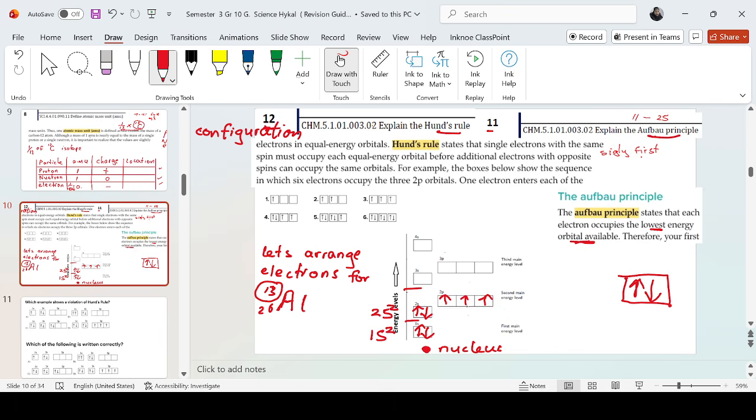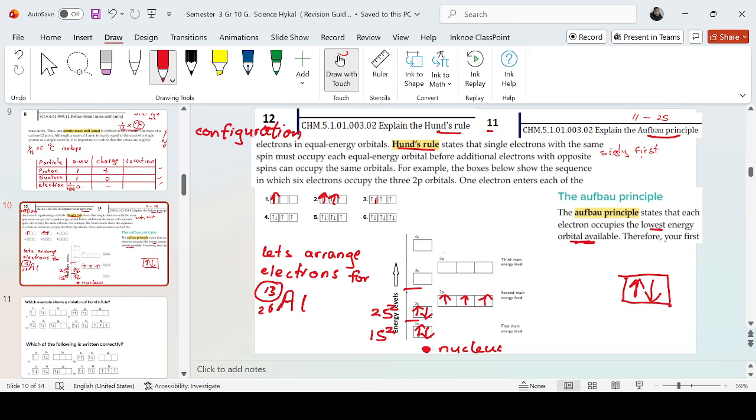Why do we put 1, 1, 1? This is Hund's rule. To say electrons must occupy the first orbital, the first electron comes here. If we have 2, it comes here.